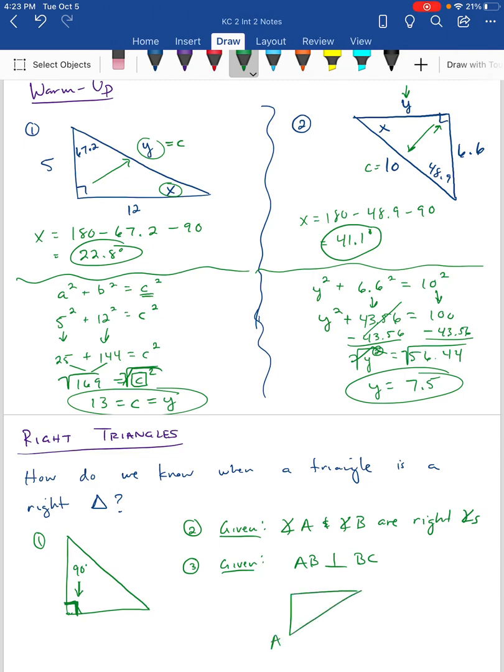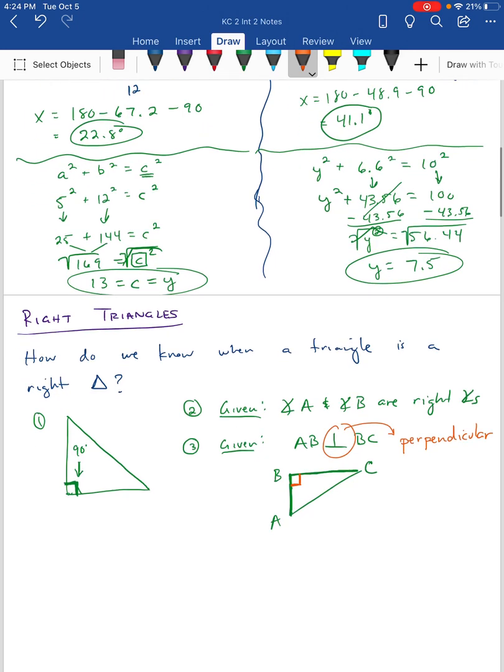Okay, A, B, and C. And AB is perpendicular to BC. If it is perpendicular, remember this means perpendicular. Perpendicular means that it creates two lines that intersect that will create a 90-degree angle. Okay, so if you have given information where they tell you that it's perpendicular, then it is automatically a 90-degree angle. Okay, so that would make that triangle a right triangle.